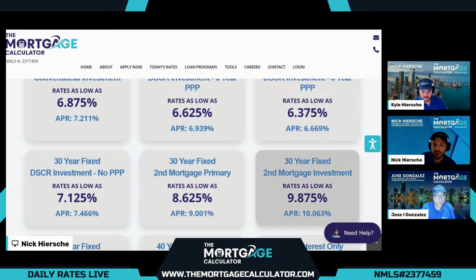And our 30-year fixed second mortgages to get cash out from an investment property. HELOCs are very rare for investment properties, so these are great options. Rates as low as 9.875 to get cash out and keep that first mortgage in place. Final APR 10.063. So those are our standard options we go over every day.